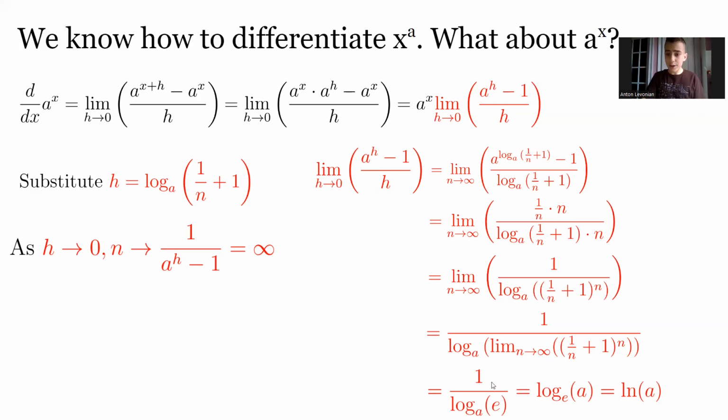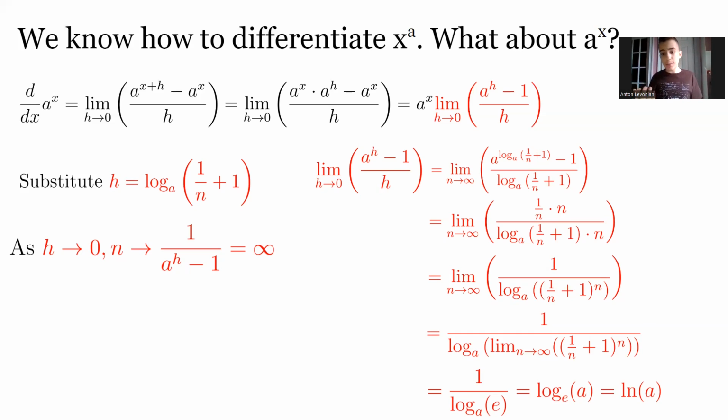So this limit right here has been calculated, or is the definition of this new constant that we call e. Once we have this e, we can use another logarithm property: 1 over log base a of e is the same thing as log base e of a. And this constant e is so special that a logarithm base e has its own special name. It's called the natural log, abbreviated as ln.